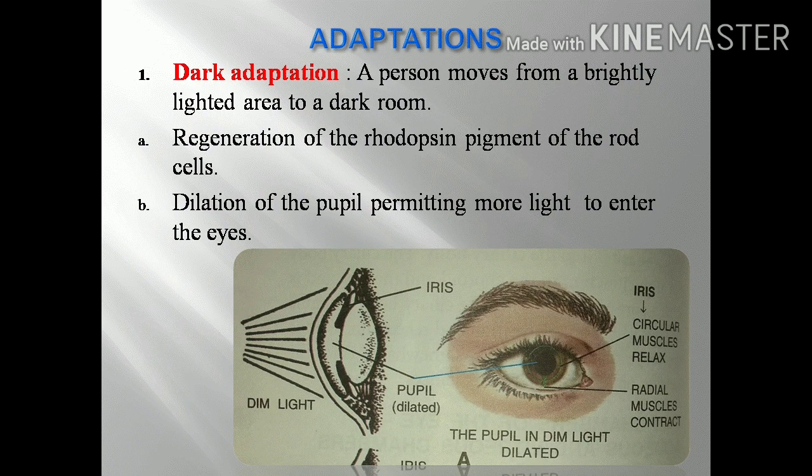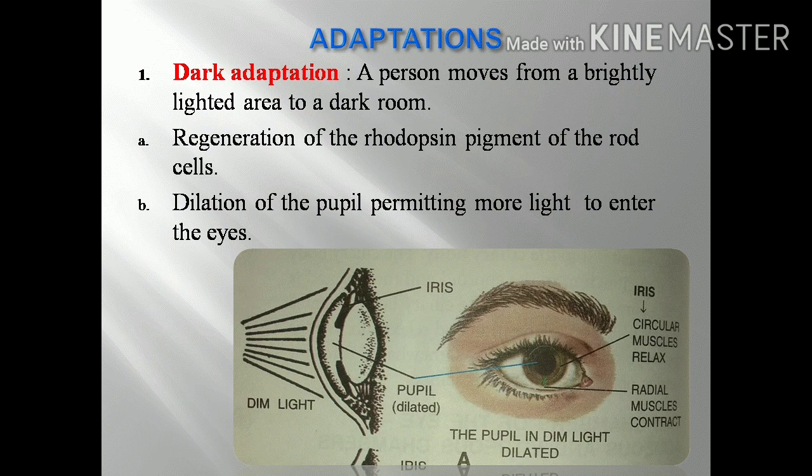Why does it take place? First, regeneration of visual purple or rhodopsin, the pigment of rods, which was earlier broken down due to bright light. When we are in a bright light region, the rhodopsin pigment is broken down and iodopsin pigments become active. When we suddenly enter from a bright light area to a dark room, the regeneration of rhodopsin pigment requires time.